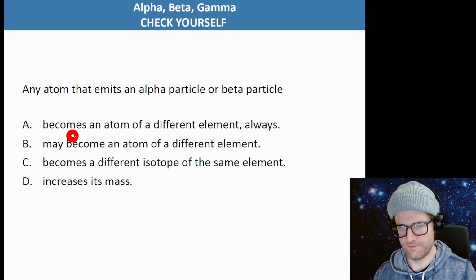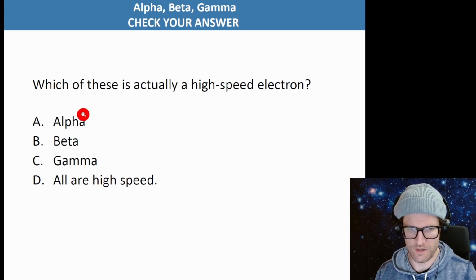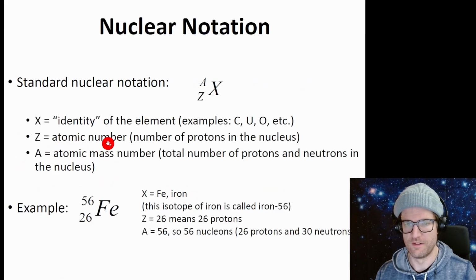So A. Okay. Which of these is actually a high-speed electron? Well, alpha is a helium atom. Gamma is electromagnetic radiation. So B, beta particle.